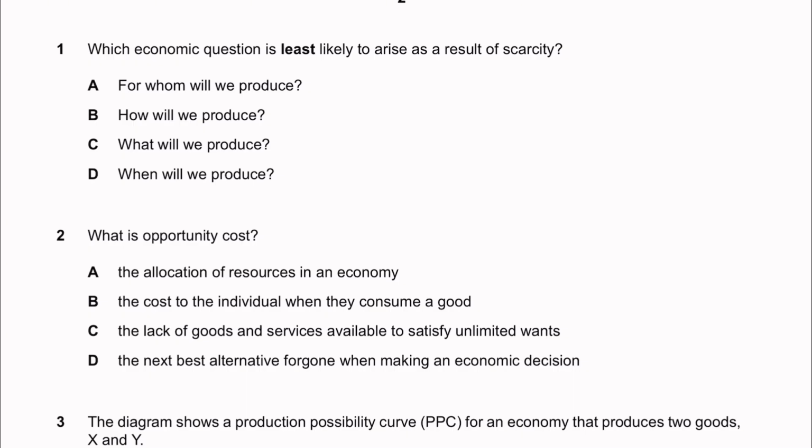So, there are three questions that you need to remember. First is what to produce, how to produce, and for whom to produce. So definitely you eliminate this, the when will we produce. So this is irrelevant.